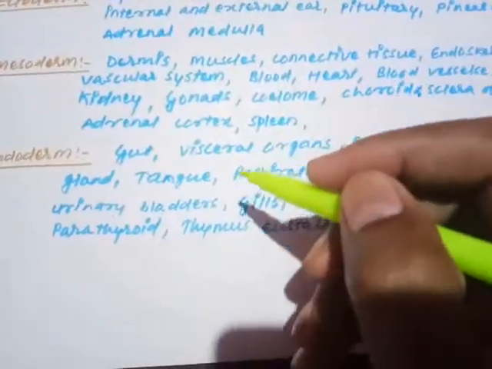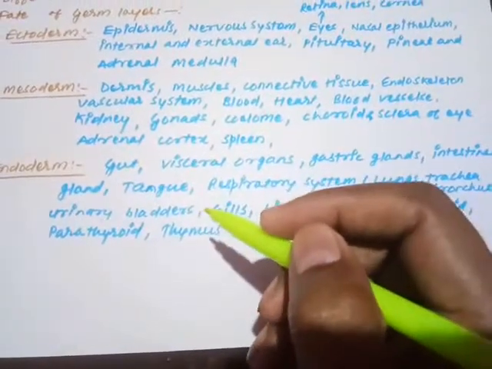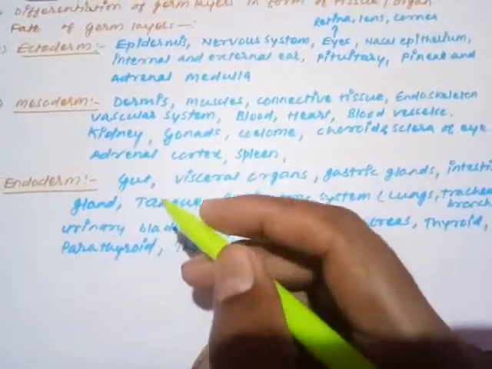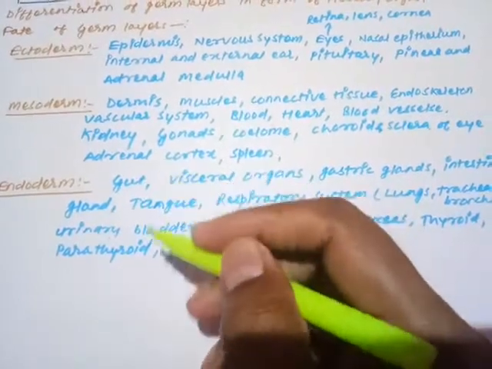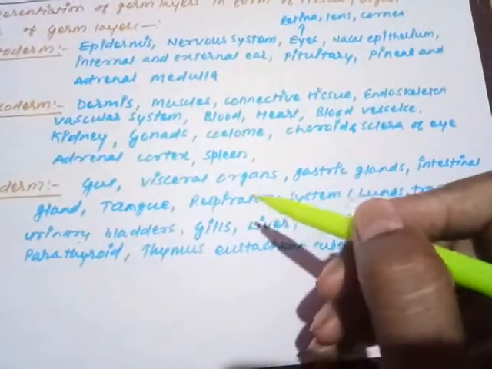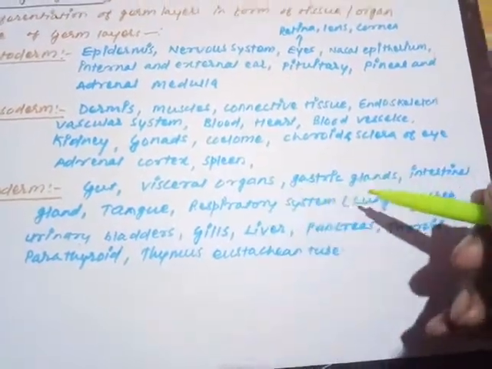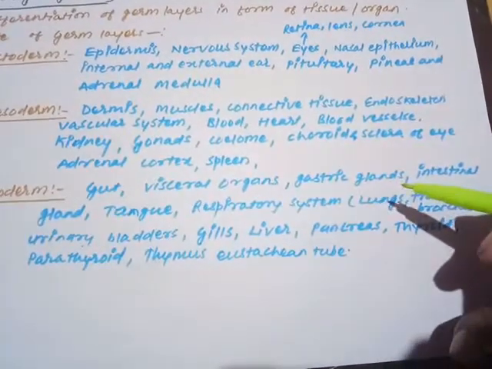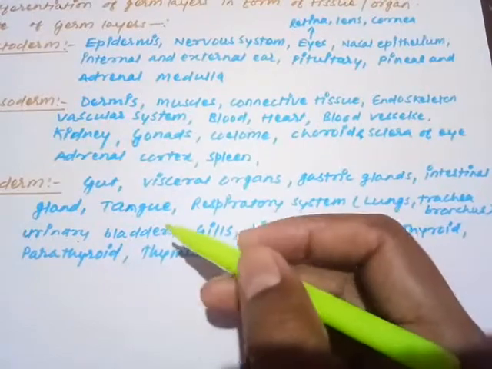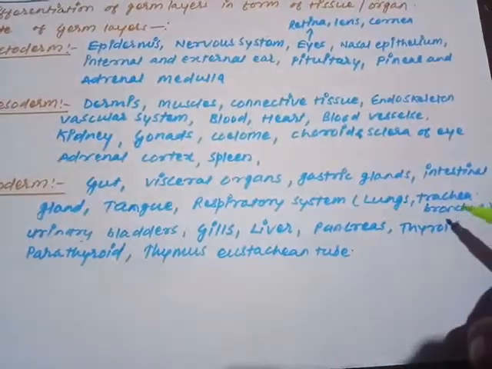Moving on to the third point, the endoderm. What are the structures produced from the endoderm? The gut, meaning the alimentary canal or the digestive system. The digestive canal is formed of endodermal origin. Visceral organs, all the internal organs associated with the alimentary canal. Gastric glands, the glands present in the stomach. Intestinal glands present in the intestine. Tongue. Respiratory system, including lungs, trachea and bronchus.